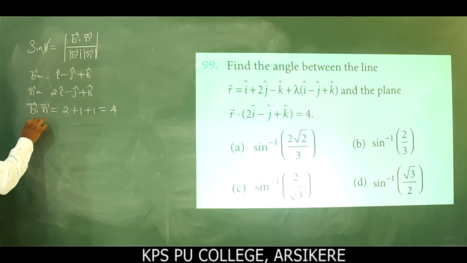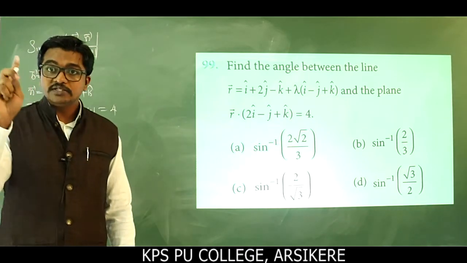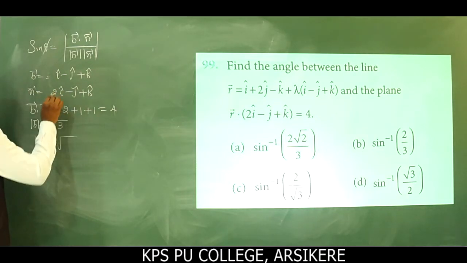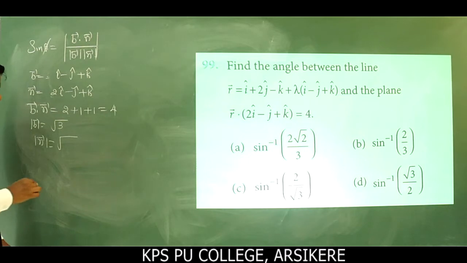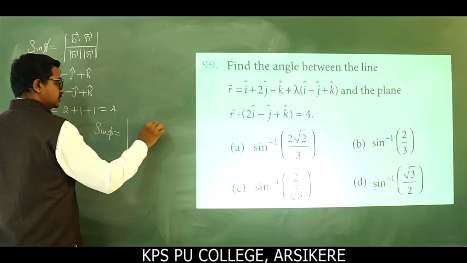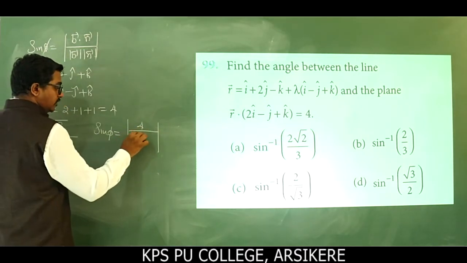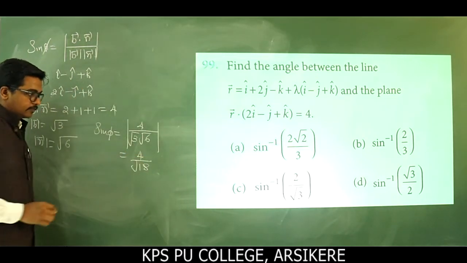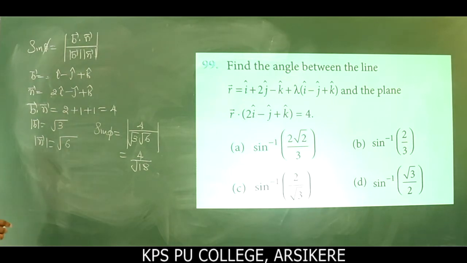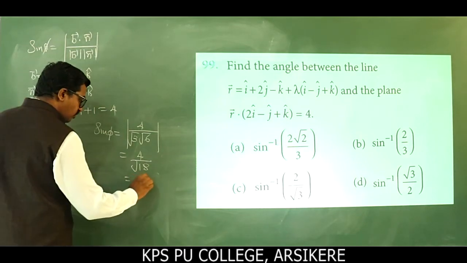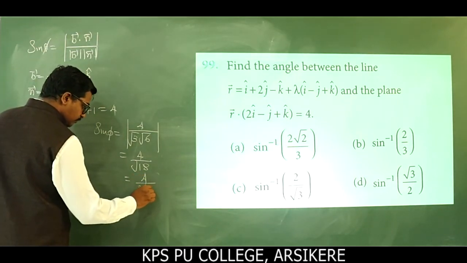And mod of vector b is equal to root of 1 square plus (−1) whole square plus 1 square, 1 plus 1 plus 1 is 3, so root 3. And magnitude of vector n is equal to square root of 4 plus 1 plus 1, that is root 6. Therefore sin θ is equal to 4 divided by root 3 into root 6, this is 4 divided by root 18. Root 18 can be written as root of 9 into 2, square root of 9 is 3, so this becomes 4 divided by 3 root 2.